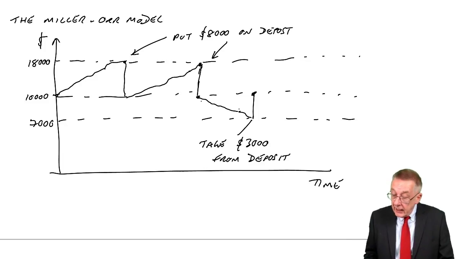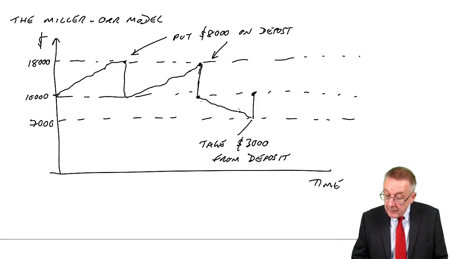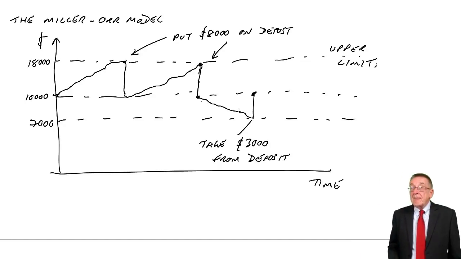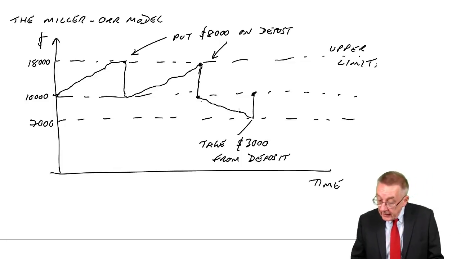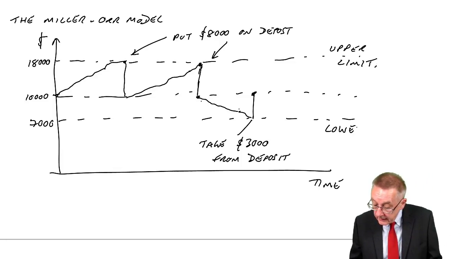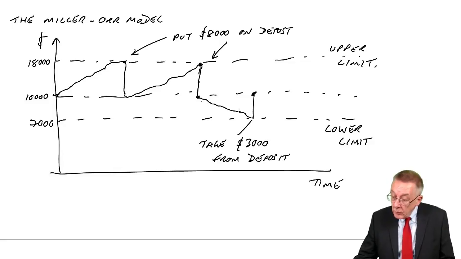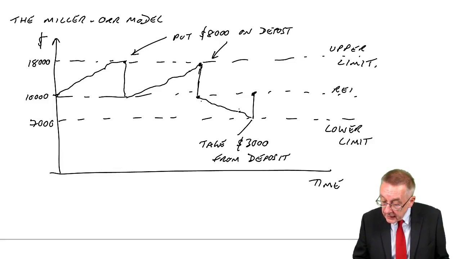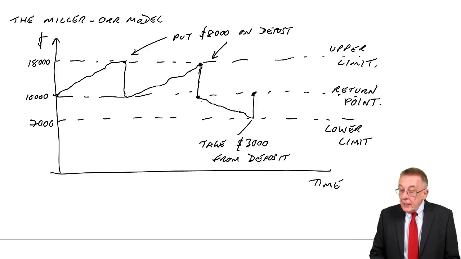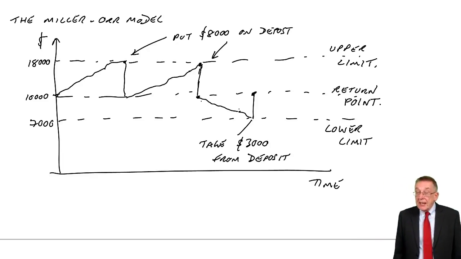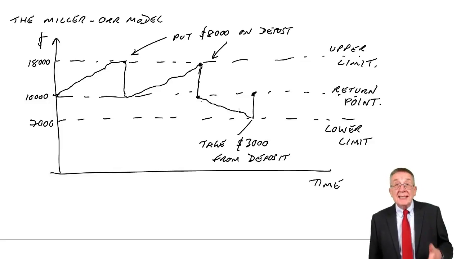Those limits, for very obvious reasons, the 18,000 in my example we'd call the upper limit. The 7,000 we call the lower limit. And finally, the 10,000 in my example, we call the return point. So that's what Miller Orr is suggesting, and I say again, I think that is very sensible indeed.